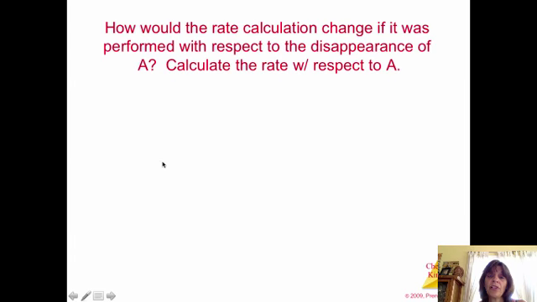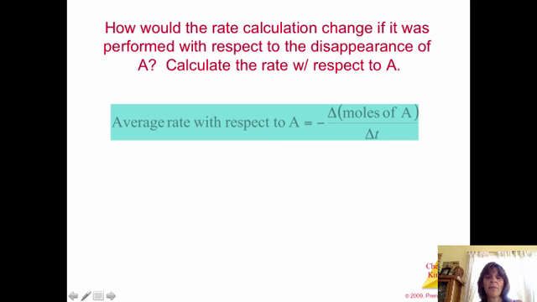How would the rate change if you performed it with respect to the disappearance of A? You can do it that way. Notice the big difference here is that you have a negative sign. So this negative sign indicates that you're losing moles of A as time progresses.